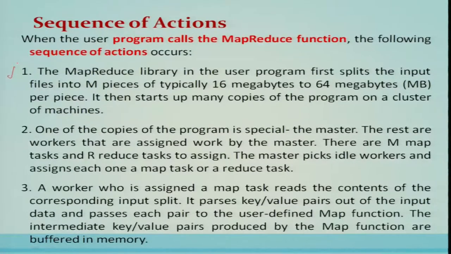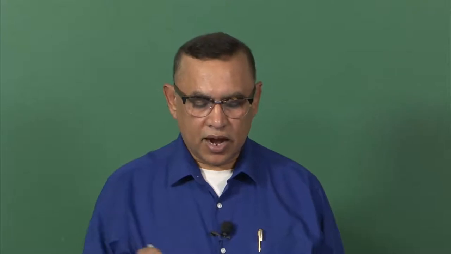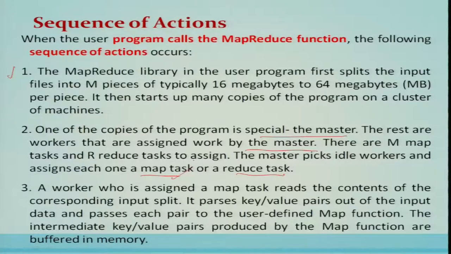Now, one of the copies of the program is special, called the master, and the rest are workers assigned by the master. There are M map tasks and R reduce tasks to assign. So the master picks idle workers and assigns each one a map task or a reduce task. That is what I explained, that the user program will create threads. One thread will be the master and all other threads will be assigned worker jobs, either to do a map task or to do a reduce task.